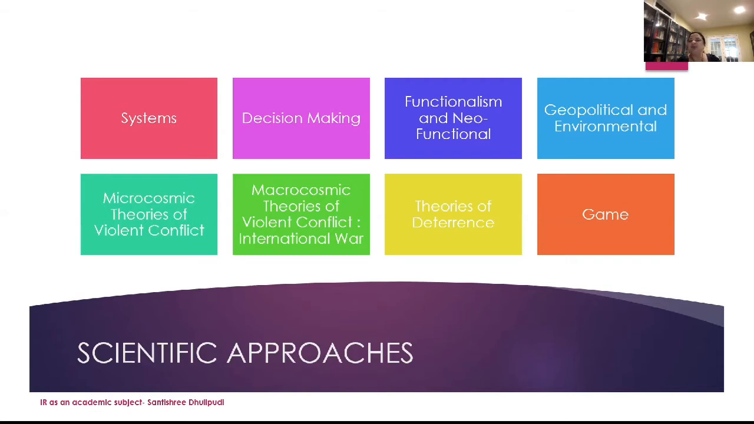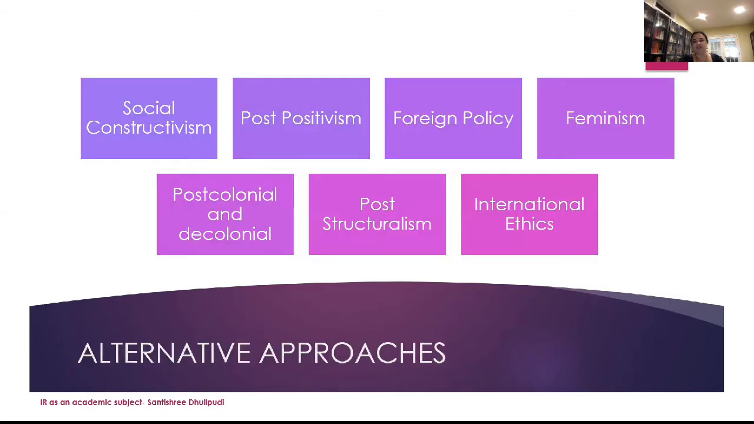So here we will be doing systems theory, decision making, functionalism and neo-functionalism, geopolitical theories and environmental theories, microcosmic theories of violent conflict, macrocosmic theories of violent conflict, that is international war, theories of deterrence, game theories. These are the schools that we will be doing under scientific approaches to international relations.